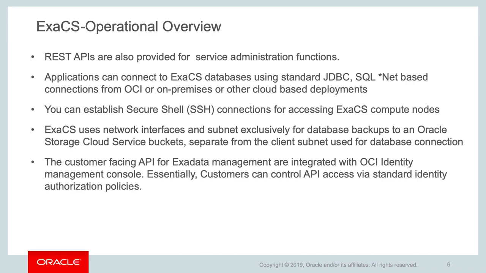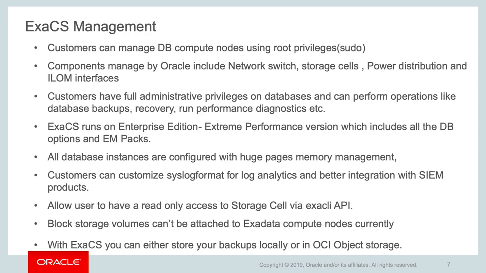ExaCS uses network interfaces and a subnet exclusively for database backup to Oracle Storage Cloud Service buckets, separate from the client subnet which is used for database connections. Customer-facing APIs for Exadata management are integrated with the OCI Identity Management Console, and customers can control the API access via standard identity authorization policies. So customers have complete access to all Oracle database and OS features to ensure a smooth and simple migration from on-prem Oracle deployments to Exadata Cloud Service.